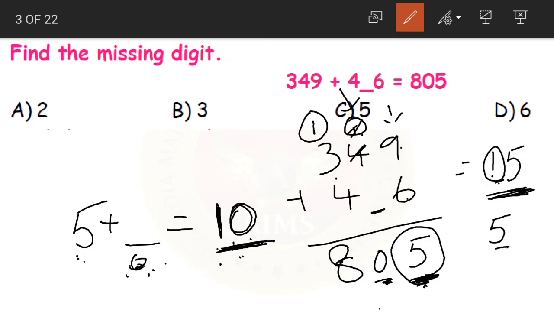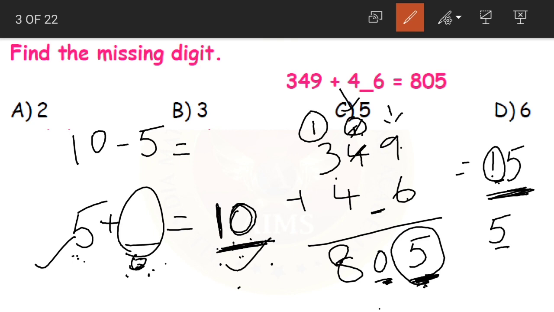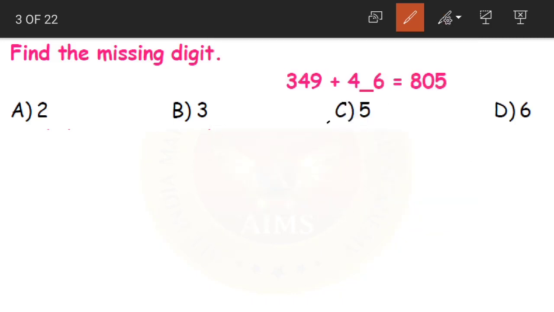Now again, we are having one addend and the sum. We have to find out the other addend. How will we do this? Subtract the addend from the sum. 10 minus 5 is equals to 5. So if we place this 5 here, 1 plus 4 becomes 5. 5 plus 5 becomes 10. So 0 here, 1 carried. Now 1 plus 3 becomes 4. 4 plus 4 becomes 8. Isn't it the correct answer children? Option C, that is 5, is the correct answer.